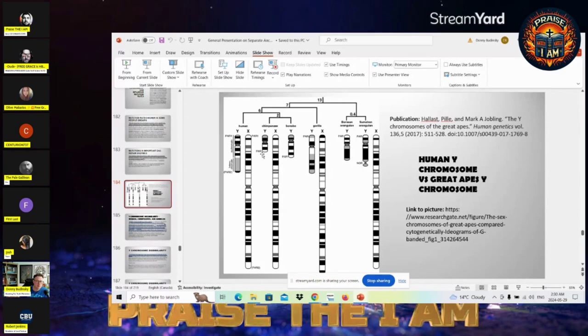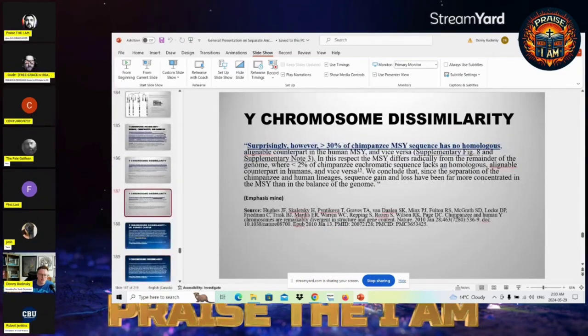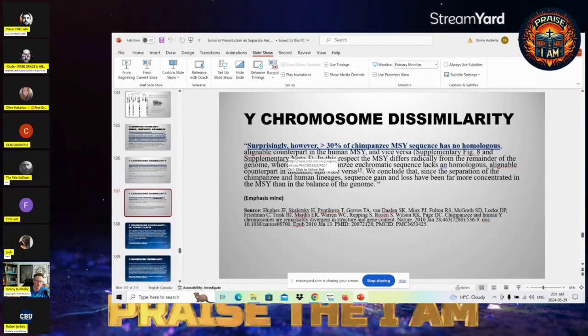Yet the most parsimonious answer would actually be that humans and chimpanzees aren't really related. I want to show this. Notice this right from the conventional literature. This is the famous paper about the human and chimpanzee Y chromosomes. Notice this. Surprisingly, so it's not like this was predicted. The gold standard of science is making testable and falsifiable predictions, right? Well, this wasn't predicted. They admit, surprisingly, however, more than 30% of chimpanzee MSY, so a certain part of that Y chromosome sequence, has no homologous alignable counterpart. That means it won't even align to the human Y chromosome. I mean, this is exactly what we would expect if humans were created separate from chimpanzees. Right. And this was back in 2010.